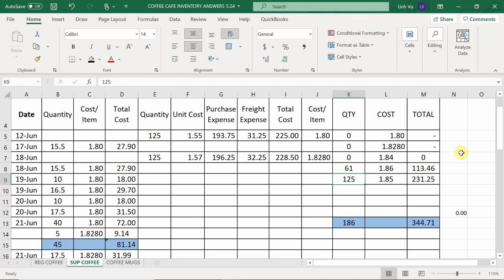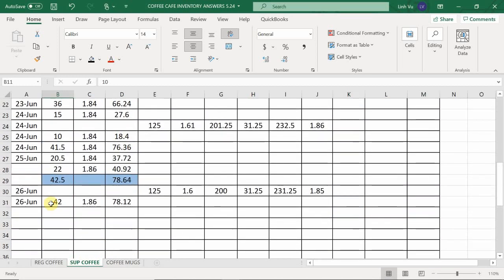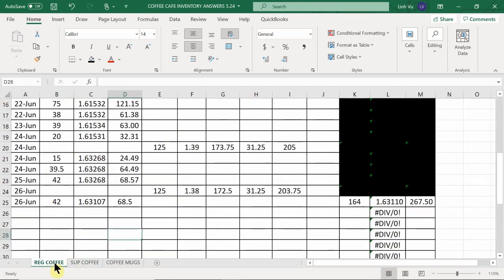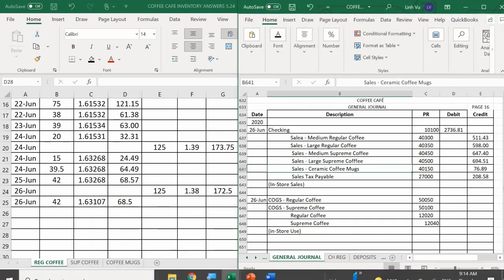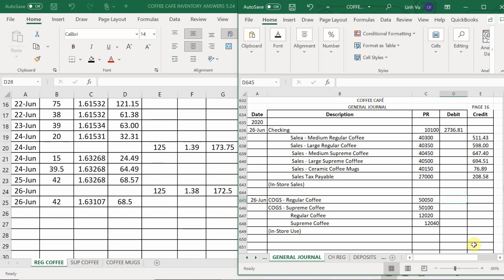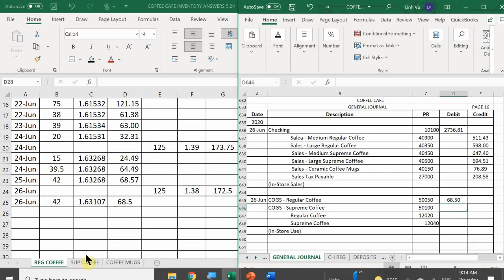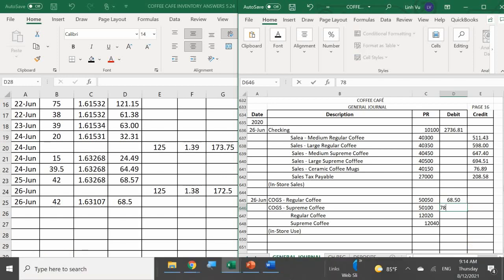Okay. So we just get our information from there for our journal. So the cost of goods sold for the regular coffee is 68.50, and then the supreme coffee 78.12.